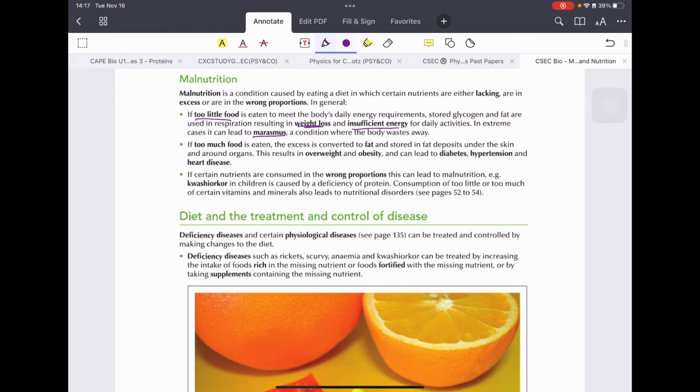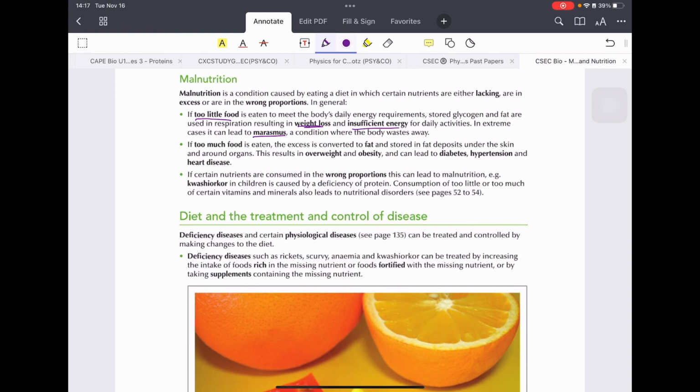Now, if too much food is eaten, then too much will be stored as fat, right? And it'll be stored as fat deposits in the skin and around your organs. So this results in people becoming overweight, obese, and then could lead to certain diseases.